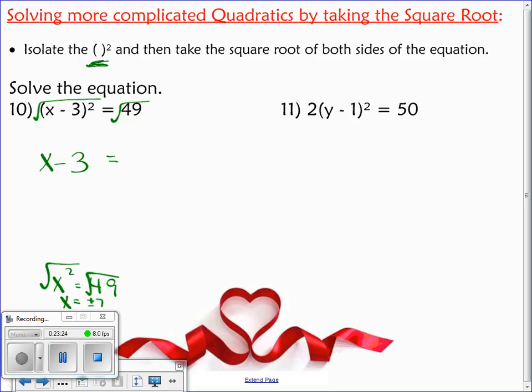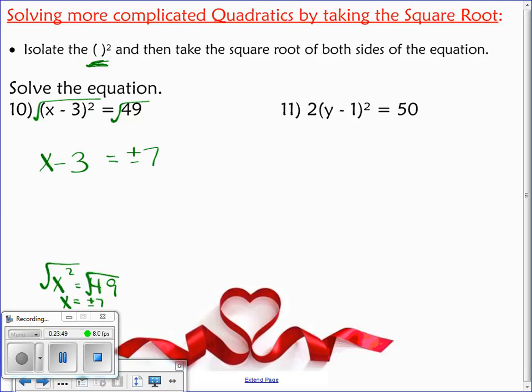Square root of 49 is plus or minus 7. Be very careful which part that plus minus goes on. I know a lot of you are used to writing down a bunch of stuff and then throwing that on at the end. Be careful, because I'm taking the square root of 49, so that's where the plus minus goes, on the 7. Is this solved for x? No. I got to add 3.